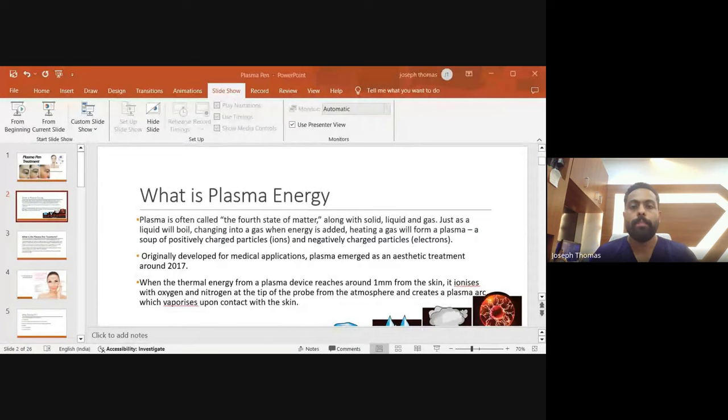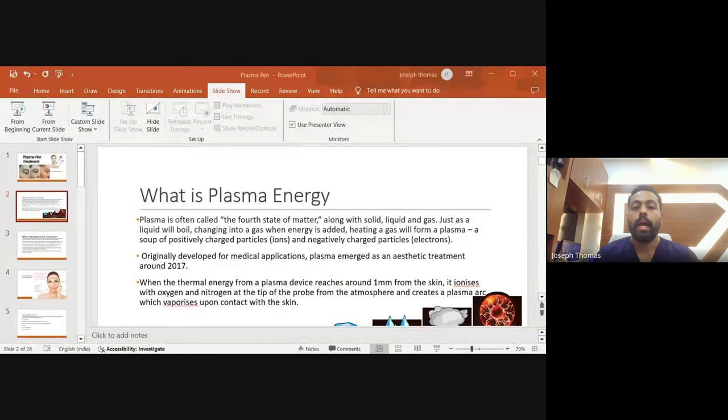That's a brief history. So what is plasma, and how is it done in an aesthetic procedure? When thermal energy from a plasma device reaches around 0.5 to 1 mm from the skin, the device is like a pointed thing, like a pen. When it is above the skin, around 0.5 or 1 mm, it ionizes the oxygen and nitrogen at the tip of the probe. From the atmosphere, the oxygen and nitrogen ionize and create a plasma arc, which vaporizes upon contact with the skin.